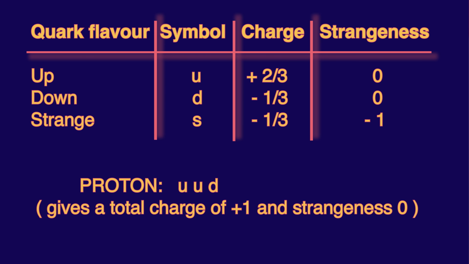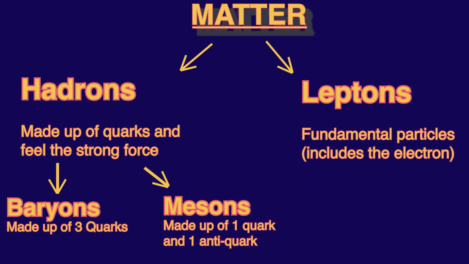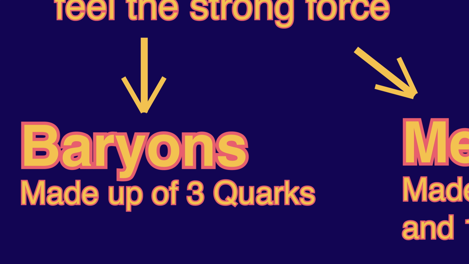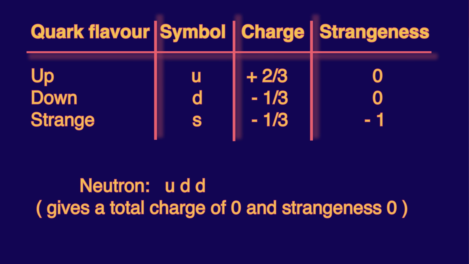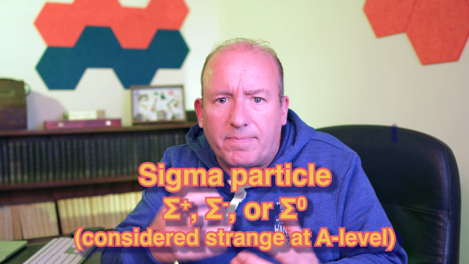By considering a familiar particle, a proton for example, we can see how we would make up a proton out of quarks. By combining two up quarks and a down quark, we get a charge of +1. The proton is not strange, and so this is the only combination that works. It's made from 3 quarks, so it must be a baryon. Similarly, the neutron is made up from an up and 2 down quarks, giving it no charge, and making it also a baryon. The other baryon that you may come across at A-level is a sigma particle.